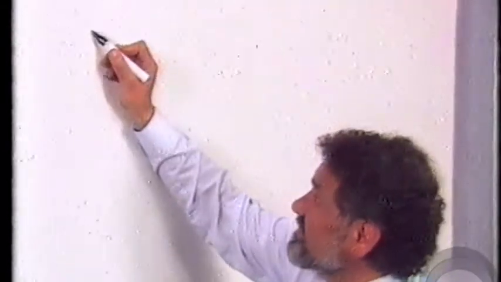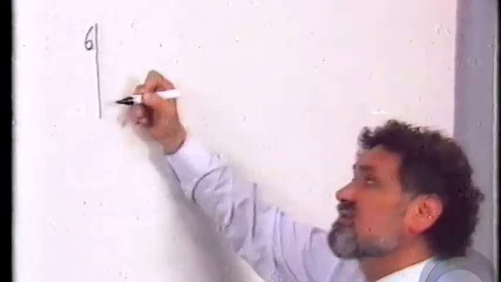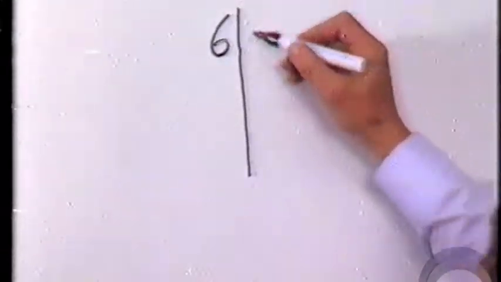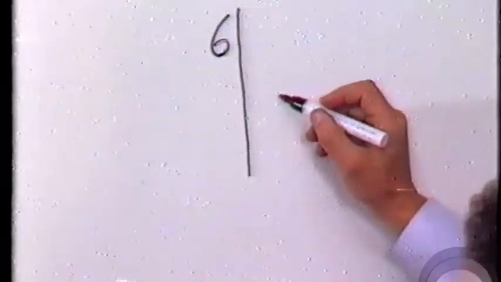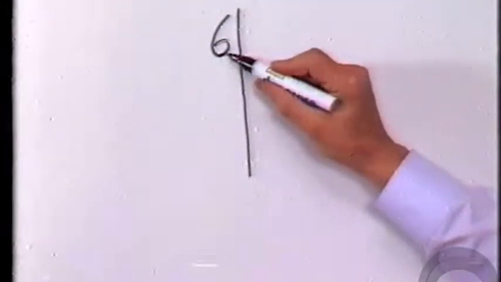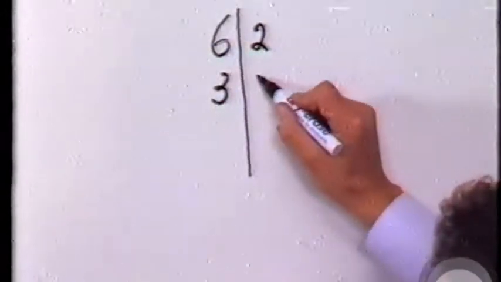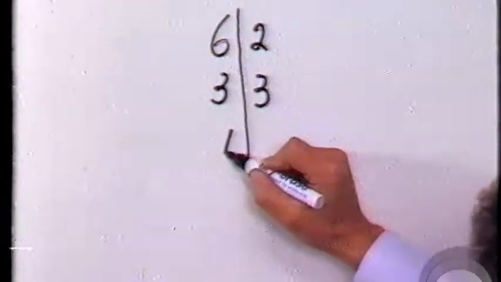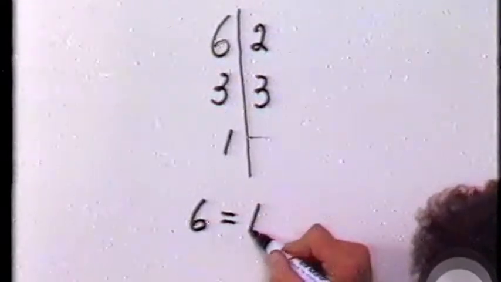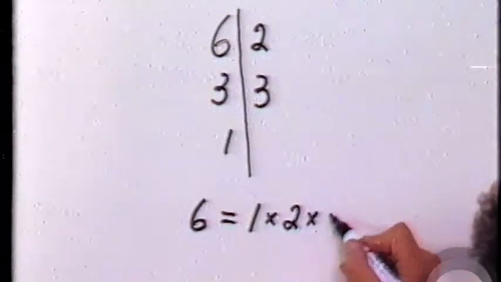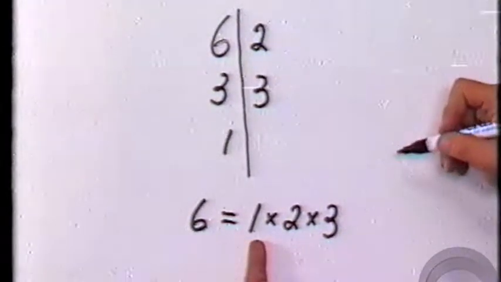Let's take number 6. We can factorize it into smaller components using a very simple column factorization technique. The smallest number that 6 is divisible by is 2, and that will give us 3, and 3 divided by 3 equals 1. So we can write 6 as a product of 1 times 2 times 3. This is what we mean by product of prime factors.